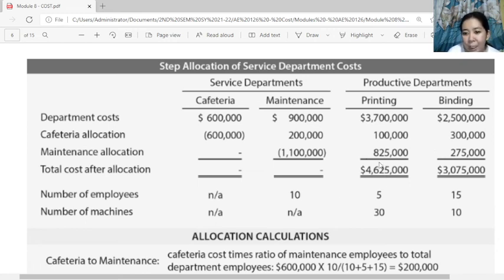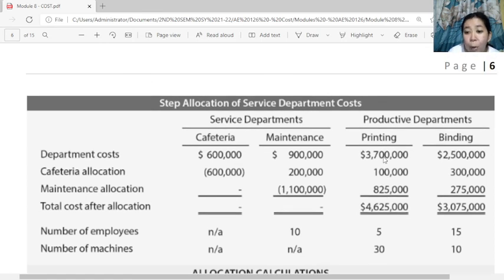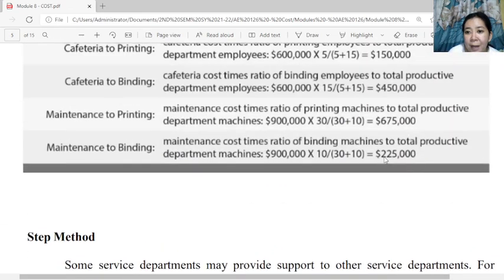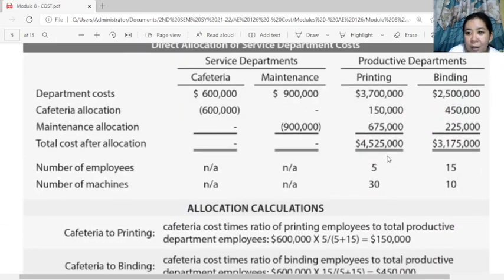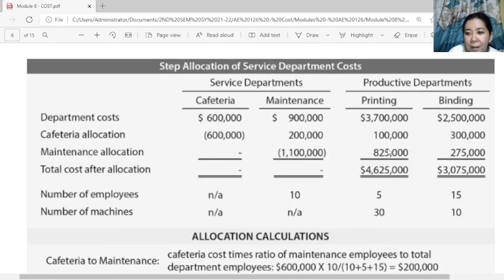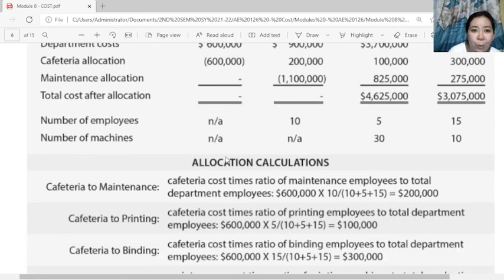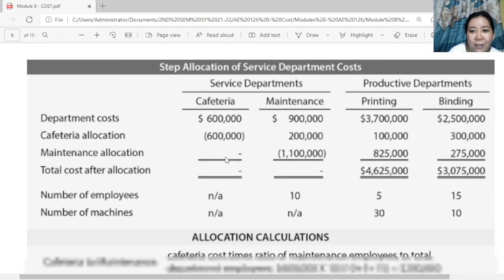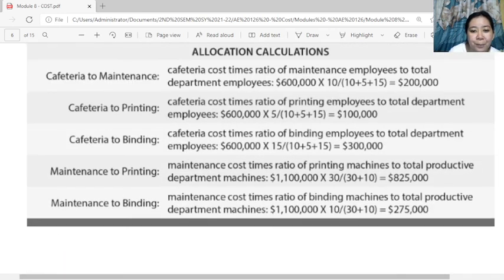But if we look at the total department cost allocated from the direct method, it's quite different, because under the step allocation, we have allocated a portion of the cafeteria department cost to our maintenance cost. That's how we determine the allocation of the service department cost to our productive departments respectively.